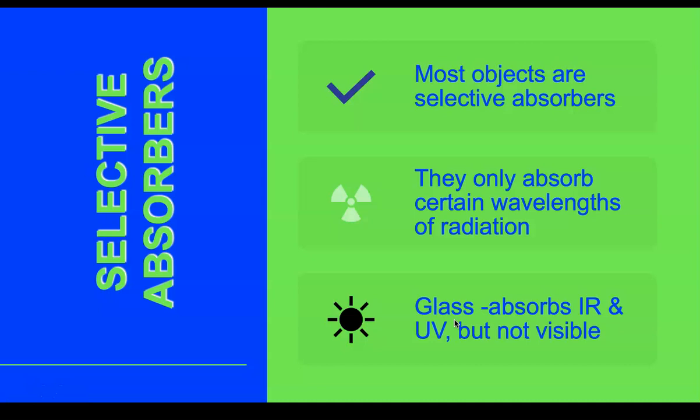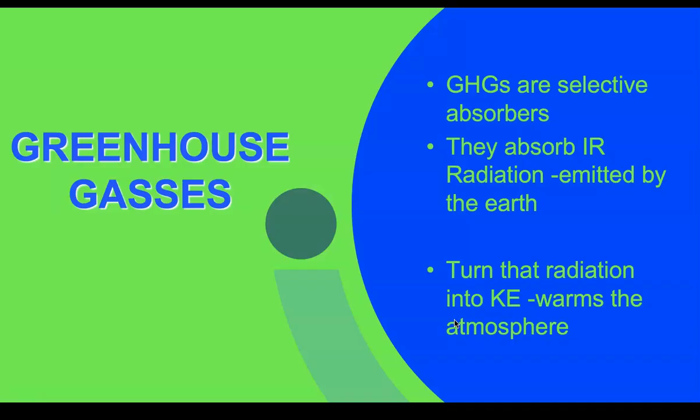So, as I said, luckily for us, most objects are selective absorbers. They only absorb certain wavelengths of radiation. A neat example of this one is glass. Glass can absorb infrared and ultraviolet, but it lets, guess what, through? Yep, visible light. Kind of handy that way. What else? Let's not talk about something man-made like glass that we could add the infrared and the ultraviolet stuff to, let's talk about something natural.